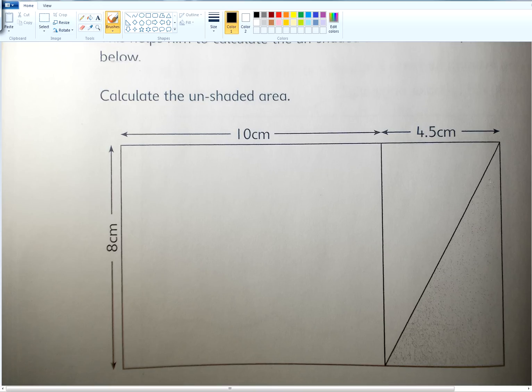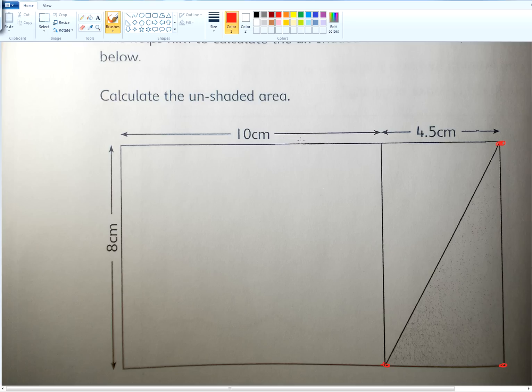So we have to work out the area of this part here, folks. Can we see that? What I'll do, I'll mark the corners. Okay, so these are the corners of the unshaded triangle. Can we see that triangle down there? Yes. Now we've got to work out the area of this because it says calculate the unshaded area. So we're not working out the shaded area. We're working out the white area, the unshaded area. Okay, let's go for it.